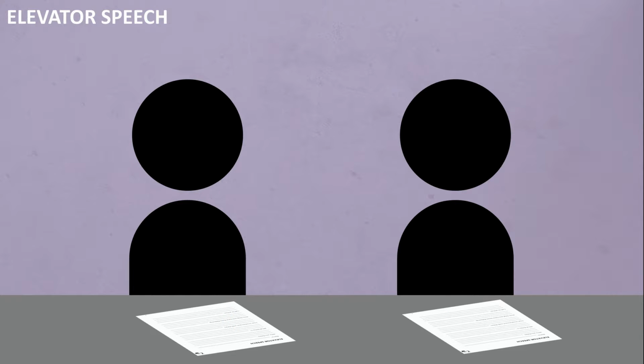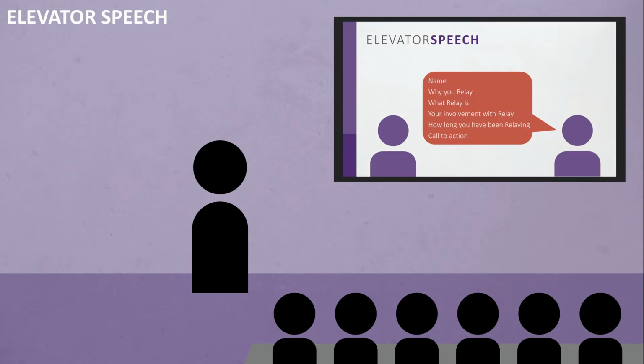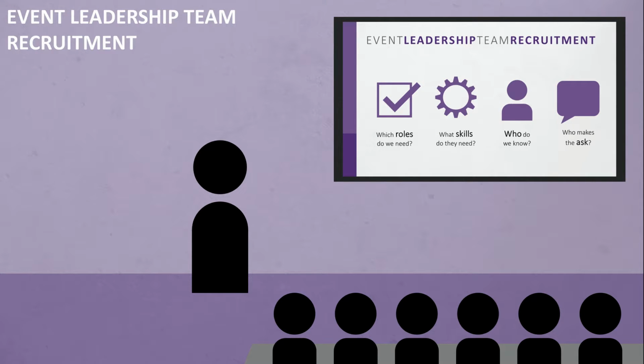Then have participants partner up and determine who is partner A and who is partner B. Give the partner A's 60 seconds to practice their speeches on their partner. Then, give partner B's 60 seconds to practice their speeches on their partner. Transition into the event leadership team recruitment.